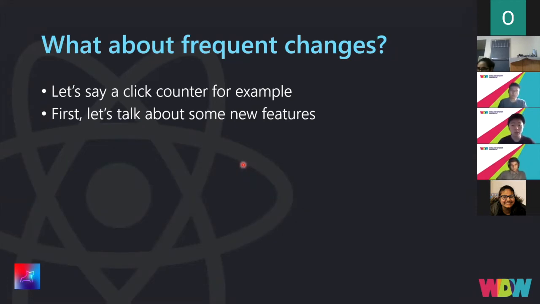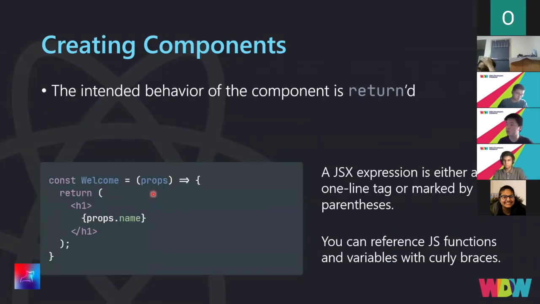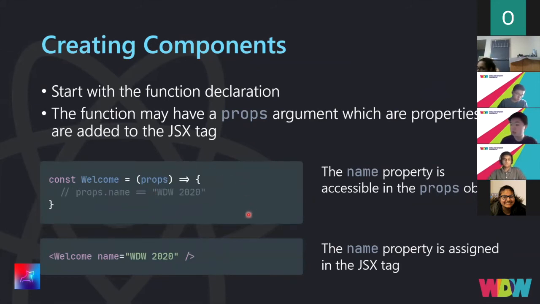Before we can dive into how that works, we have to talk about some other concepts that React has. Two of them are state and lifecycle. State variables, unlike props, which are immutable. And if you think about it, why are props immutable? If we go back to the function we have here, we define props as the argument that is passed in when we call this function.